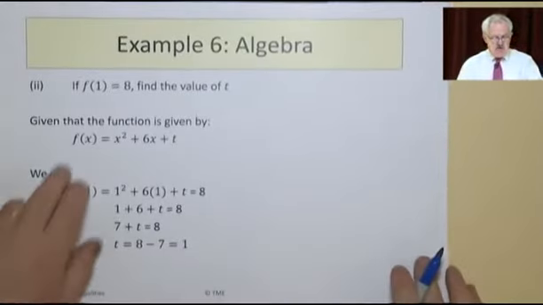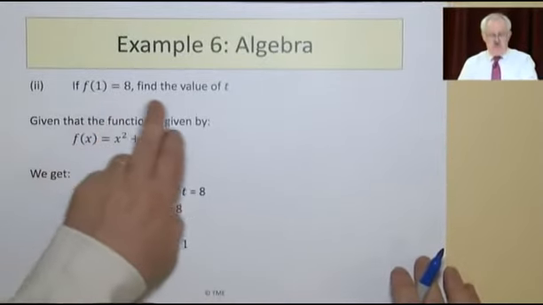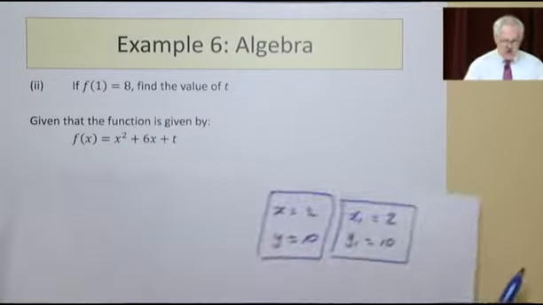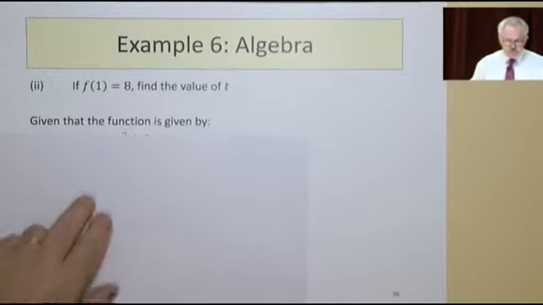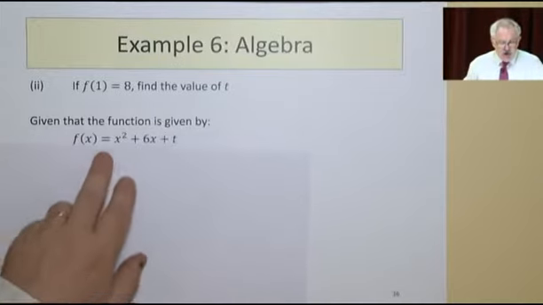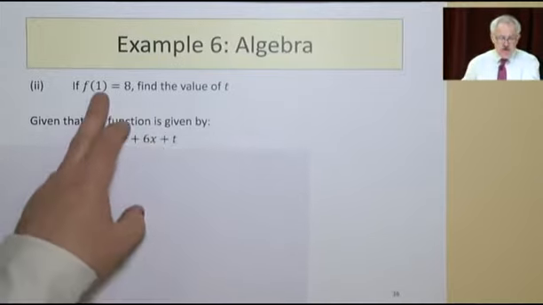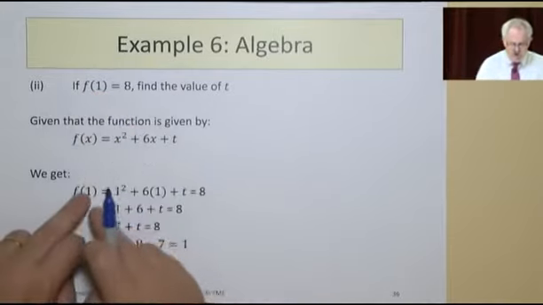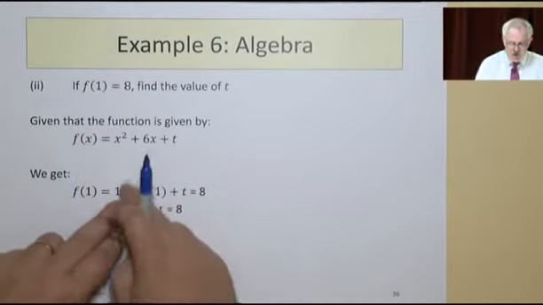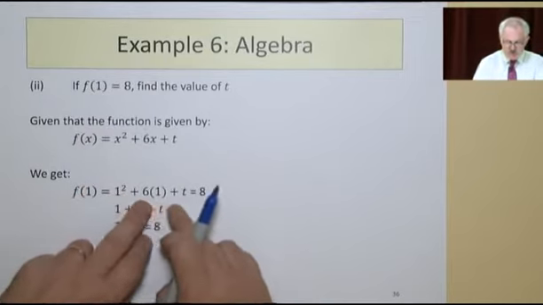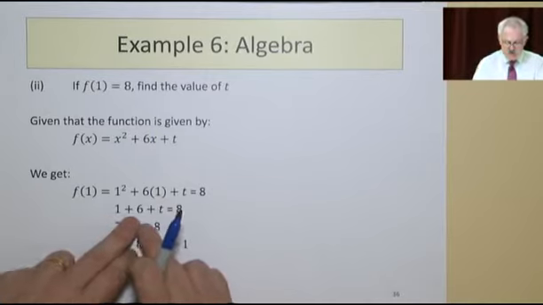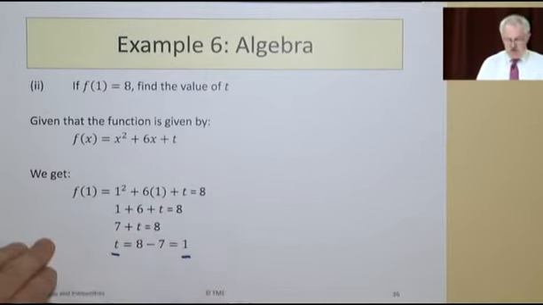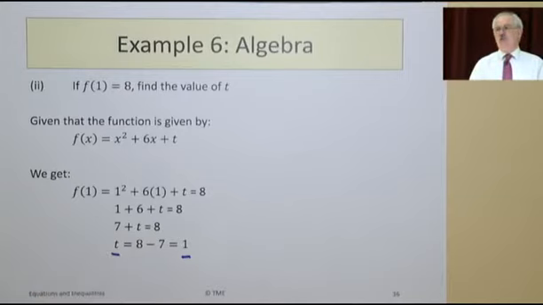Now, we're also told that if f of 1 is 8, we can find the value for t. Well, how do we do that? We know now that the function is given by x squared plus 6x plus t. We're told that f of 1 is 8. So let's plug in 1 for x. Where there was x, we put in 1. Where there's x squared, we put in 1 squared, plus 6x plus t. 1 plus 6, plus t, is that. 7 plus t is that. t is 8 minus 7, which is 1.